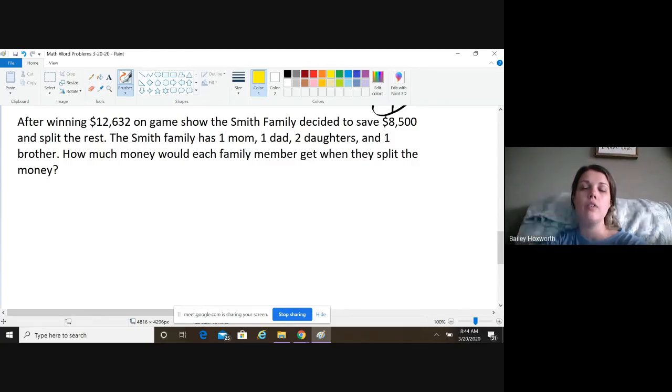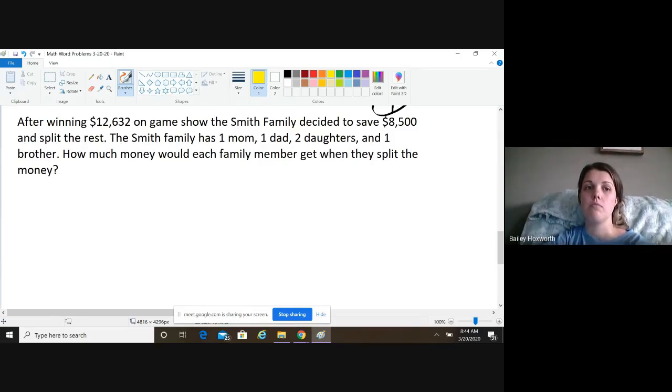After winning $12,632 on a game show, the Smith family decided to save $850 and split the rest. The Smith family has one mom, one dad, two daughters, and a brother. I should say, and a son. How much money would each family member get if they split the money evenly?